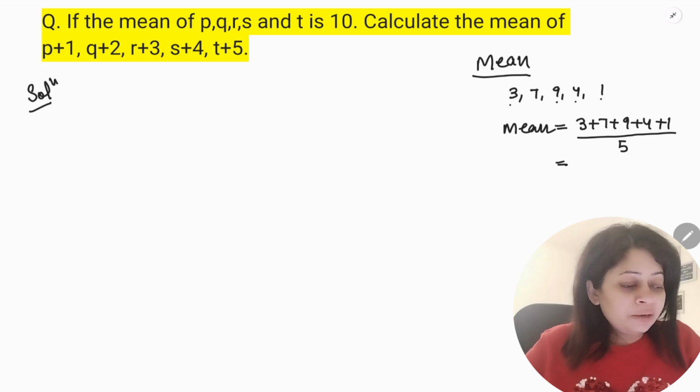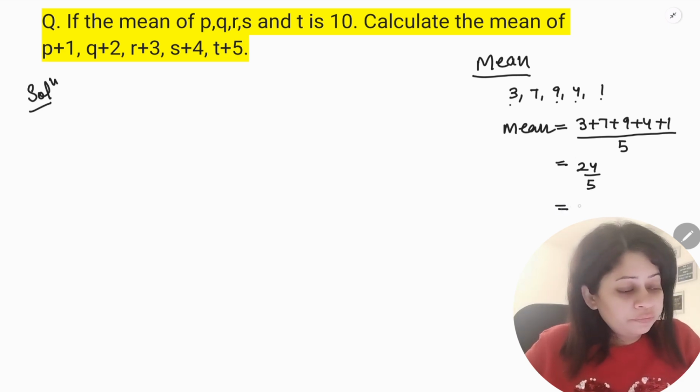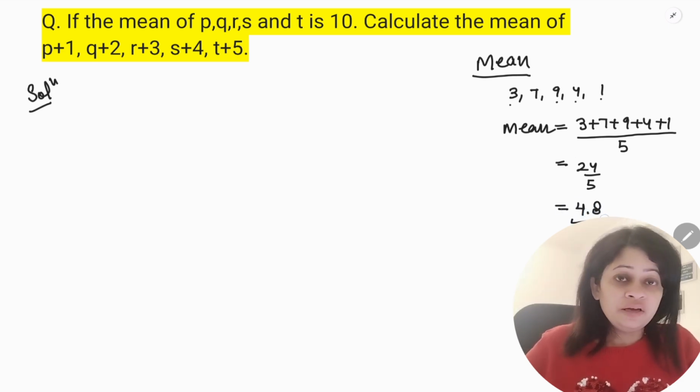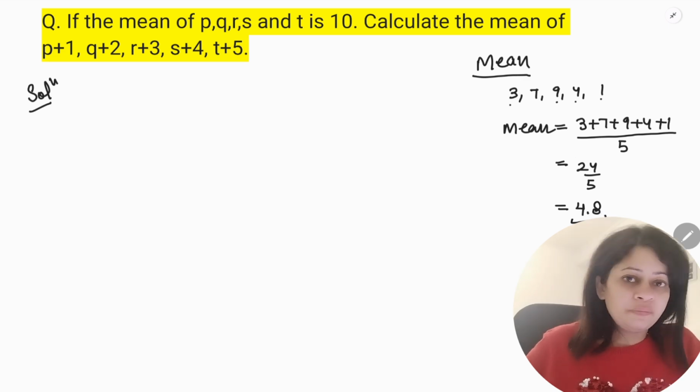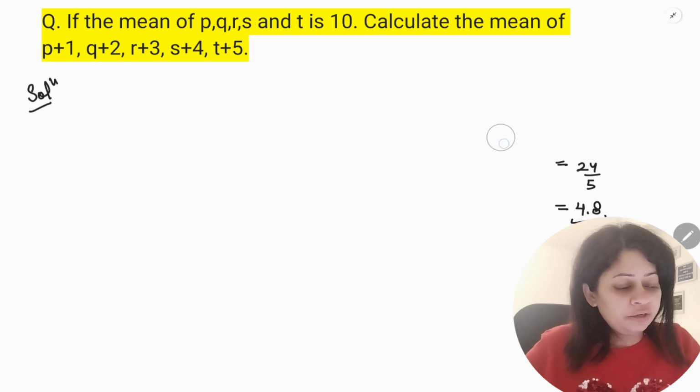So if I add them, the sum is 24. So this is 24 by 5, right? So if you find out, 5 fours are 20, so it is 4.8. You will find the mean. This is how we calculate the mean. Now we will read our question. Now we know the method to find out the mean.